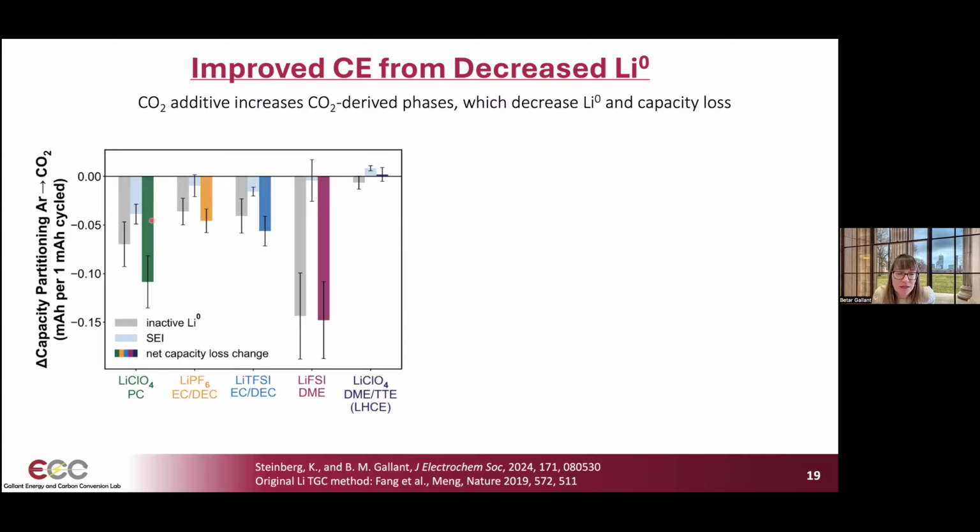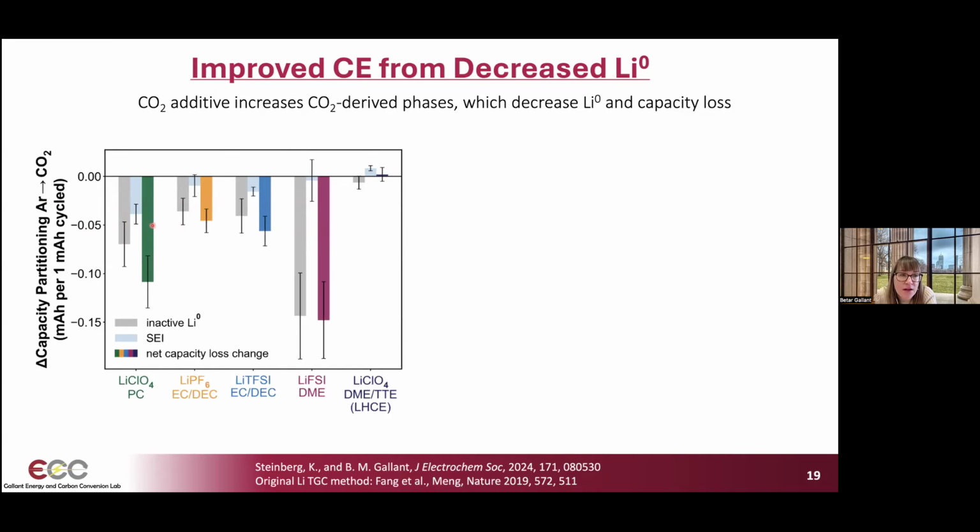And you see that in 4 out of the 5 cases, the total capacity loss decreased, corresponding to a higher Coulombic efficiency, and we did not see a change in the LHCE case. But next to it, you can see whether this change was attributed to a decrease in dead lithium, as shown in gray, or a decrease in SEI content, as shown in blue.